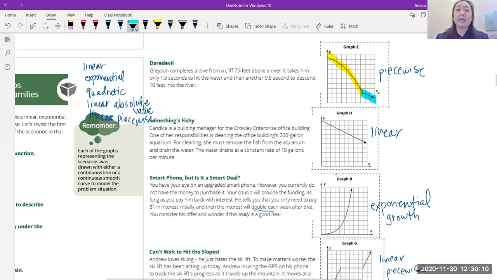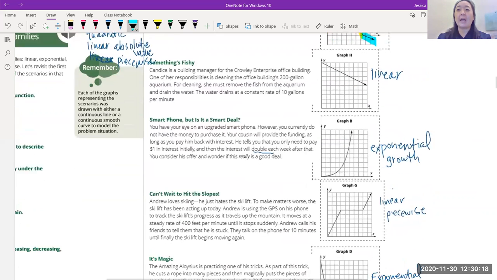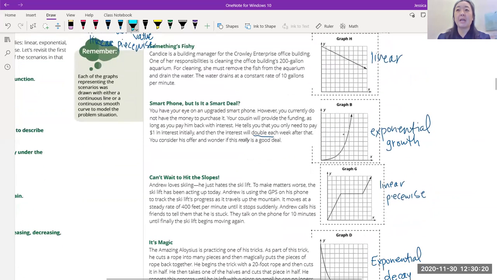And then again, with Candace, she's cleaning out the aquarium. This is definitely linear. Straight line, no mess about it. And if you look right here, this is going to be exponential growth. It starts off slow and then rapidly increases.